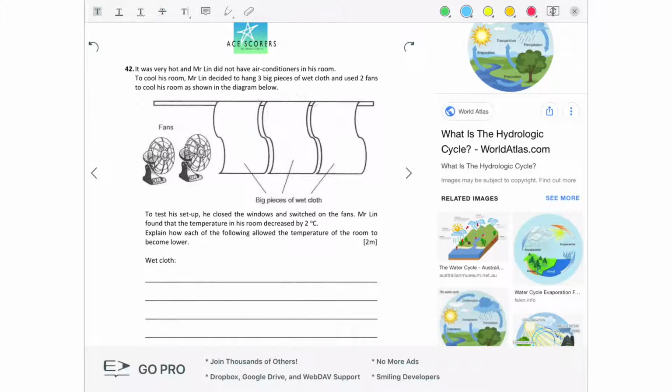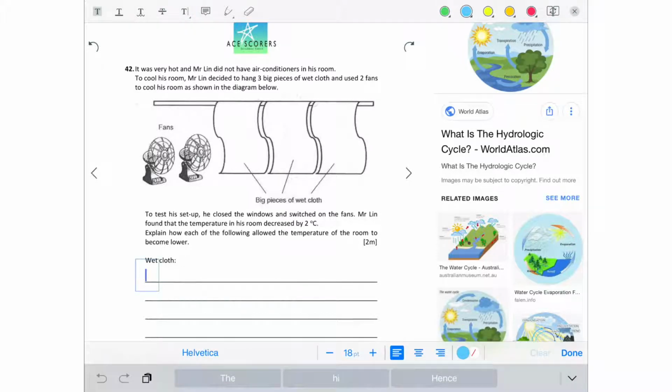Because when you evaporate, then you condense, you lose heat. No, that's not the key idea. What does the water vapor do? You see the wet cloth has got a lot of water, right? So also got a lot of water vapor, right? Gain heat. Yeah, very good. Gain heat from where? Surrounding. Very good. So it's like I absorb the heat from the surrounding and then I evaporate.